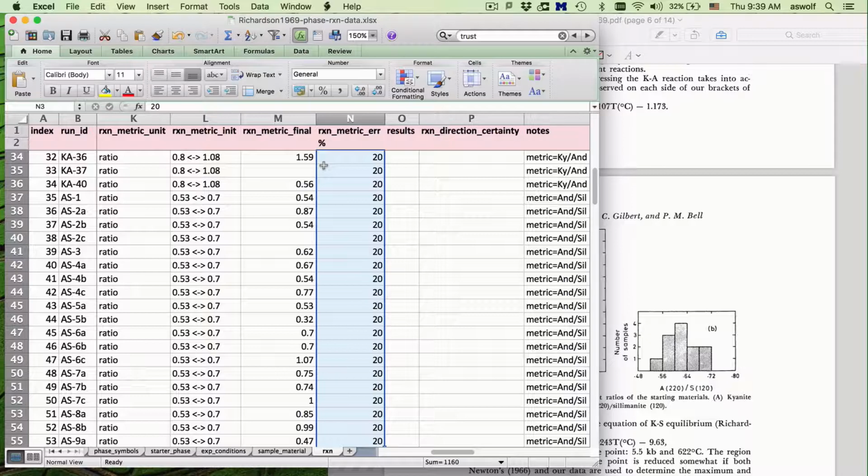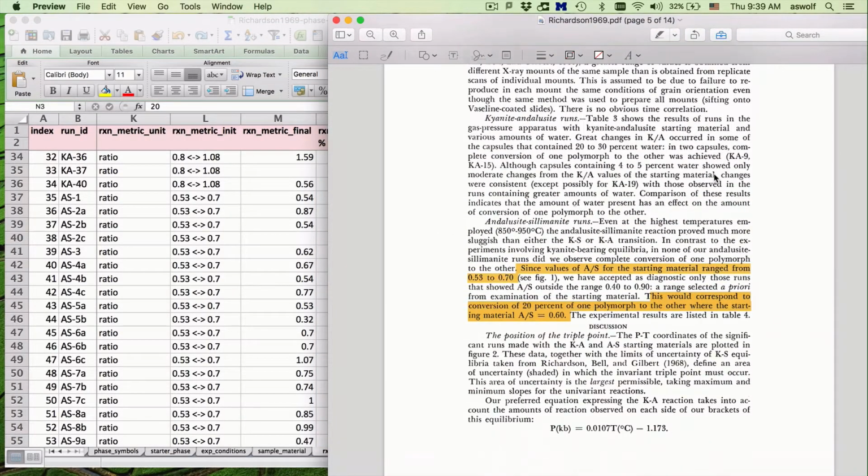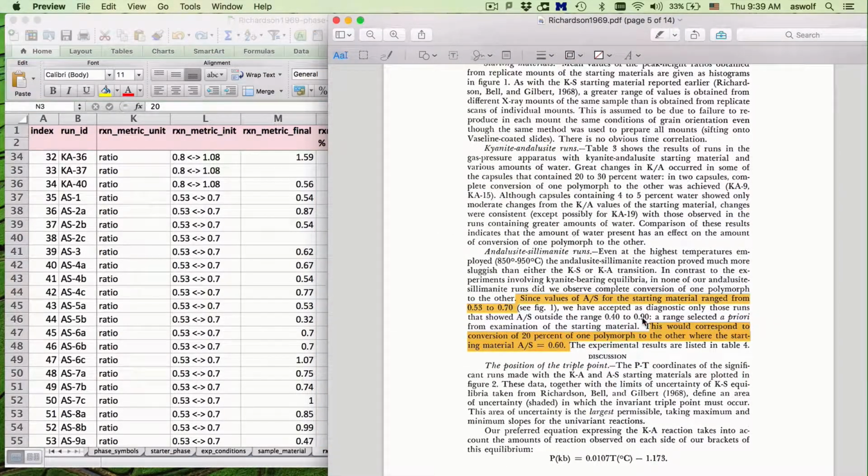So in many of these papers, they will quote a threshold, and it's usually stored somewhere in the text. Here you can see that they say a threshold, a conversion of 20% of one polymorph to the other of the starting material is what they considered a clear indication that the reaction is going in one direction versus another. And so 20% of one polymorph to another would correspond to a 40% change in the ratio of one polymorph to another, because the numerator goes up by 20%, the denominator goes down by 20%. The overall change is 40%.